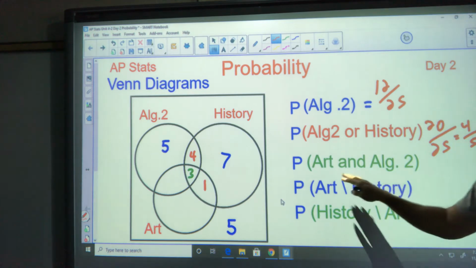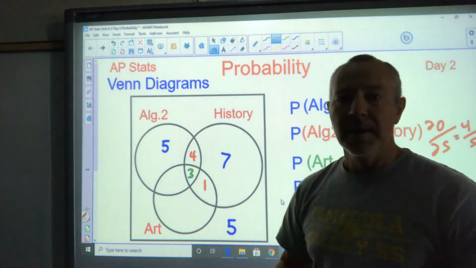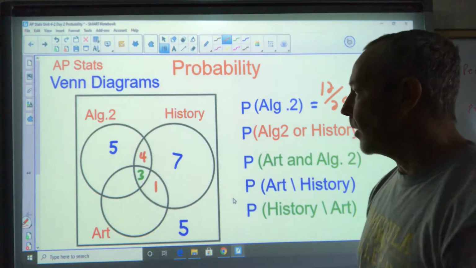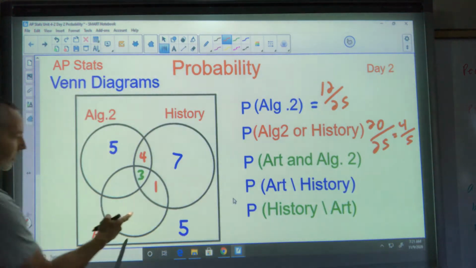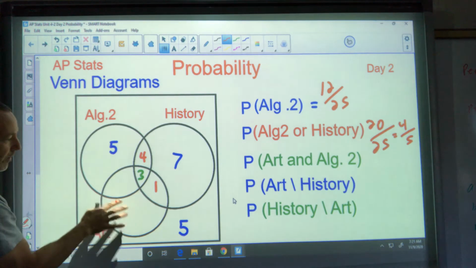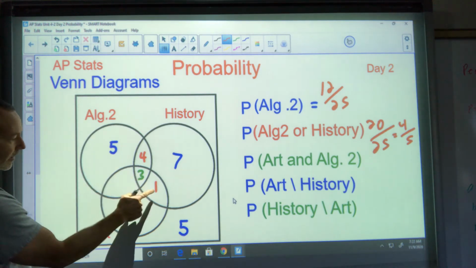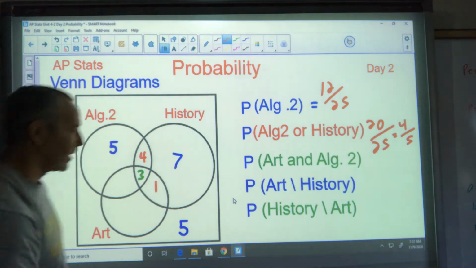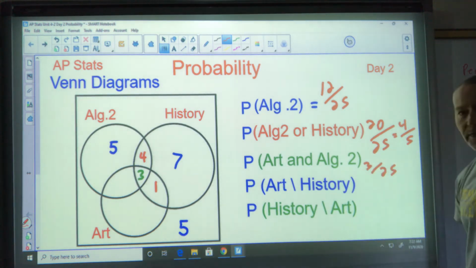Art and Algebra 2. You have to be taking Art and also taking Algebra 2. Let me move this over a little bit. There we go. So Art and also Algebra 2. The only ones in both those circles are these 3 people here. This person here is in Art and History, but not Algebra 2. Those 3. 3 out of 25.